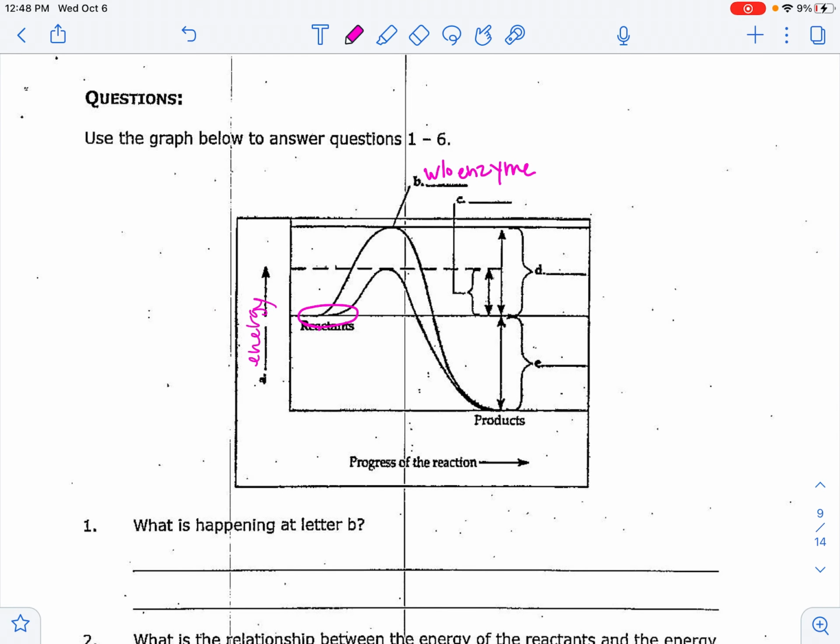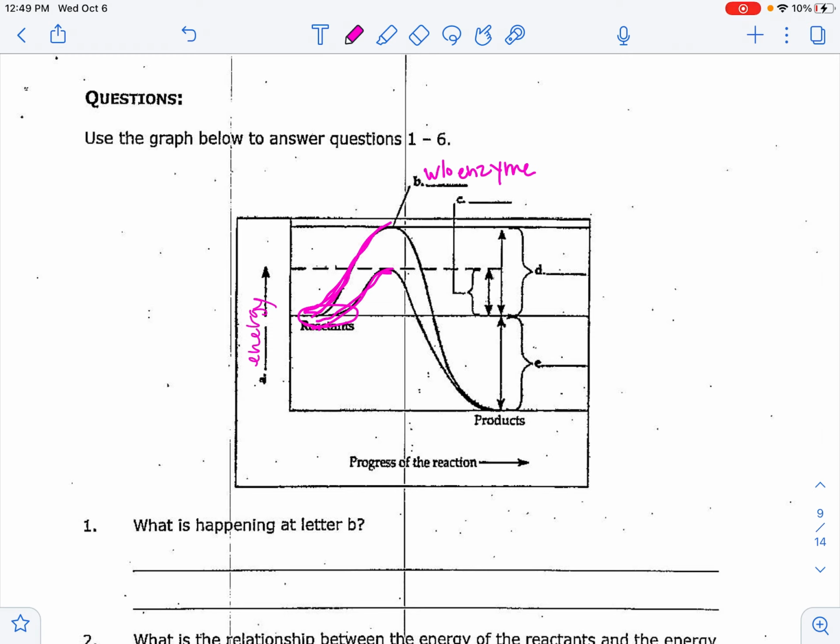Now, B is without an enzyme. Like I said, when you get grass stains on your pants, you could rinse them, and after hours and hours and hours, you're going to get the grass stains out. Or you could add a little Shout or something like that, and it comes out because you're adding an enzyme. So this then is what happens when you add an enzyme. We have to put in way less energy. This is without the enzyme. We have to put in so much energy, but with the enzyme, it's just really not that much energy.